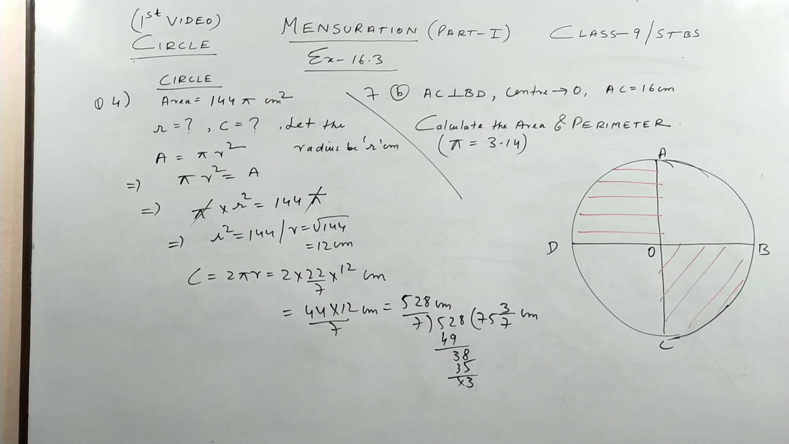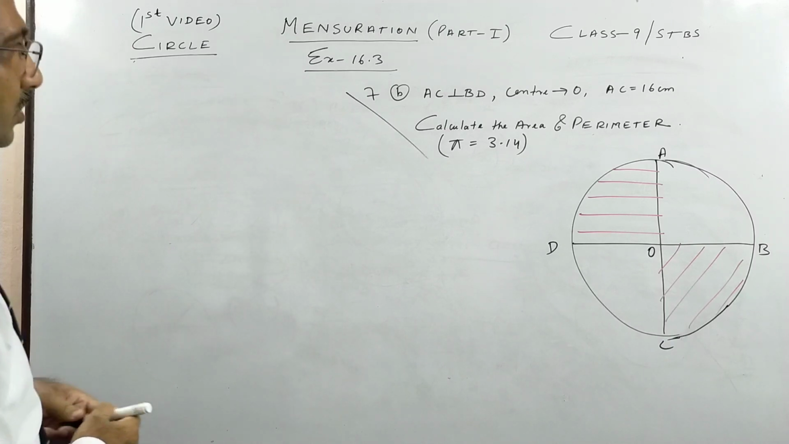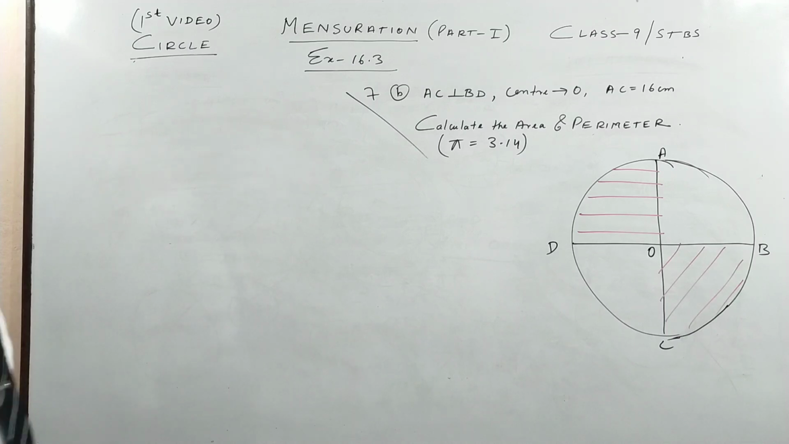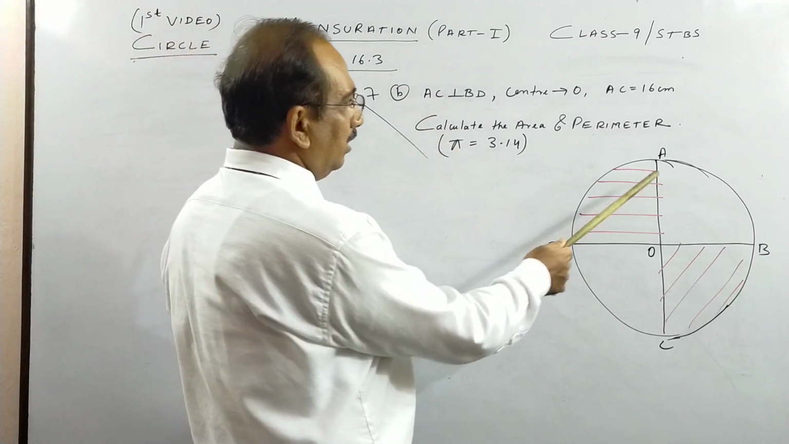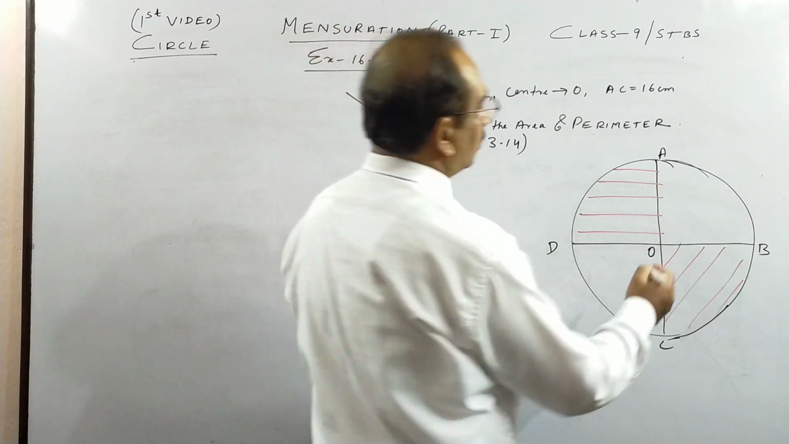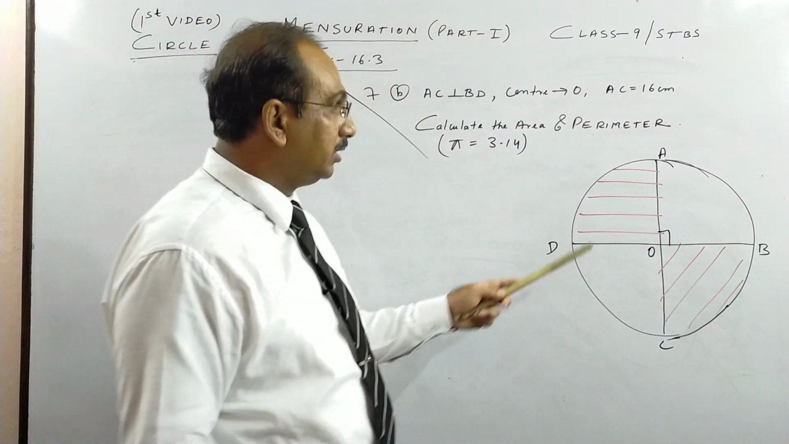Then we move on to question 7b. Now let's go to our last sum for this session, that is 7b. So let us solve this. What is given, children? You see first, it's given that AC and BD are two diameters, children, and they are perpendicular to each other, and center of the circle is O.